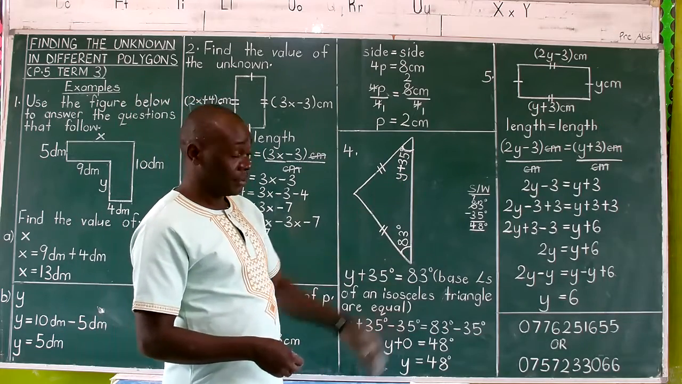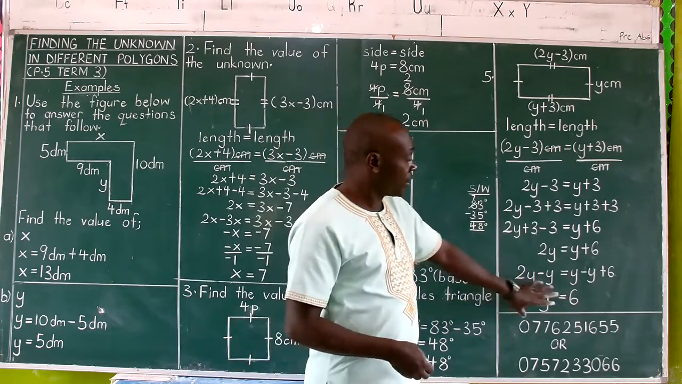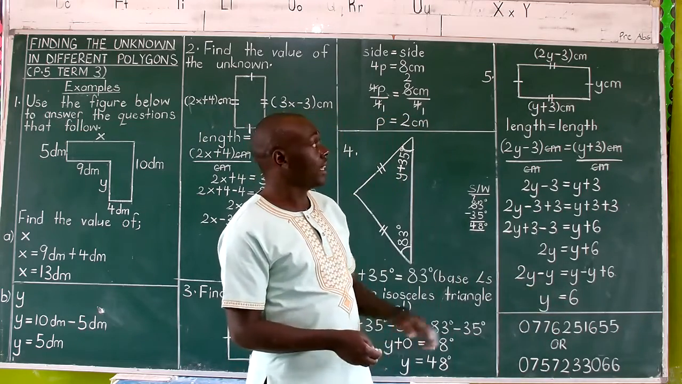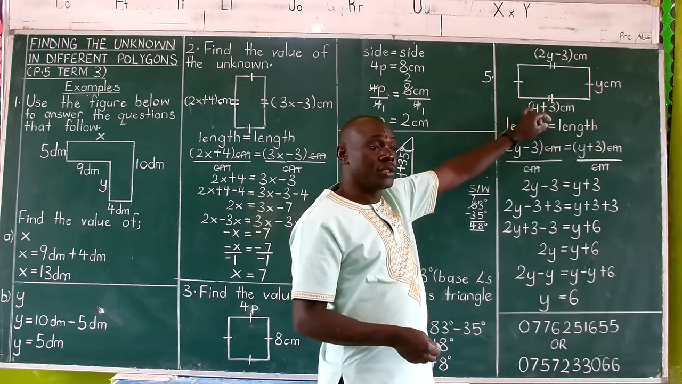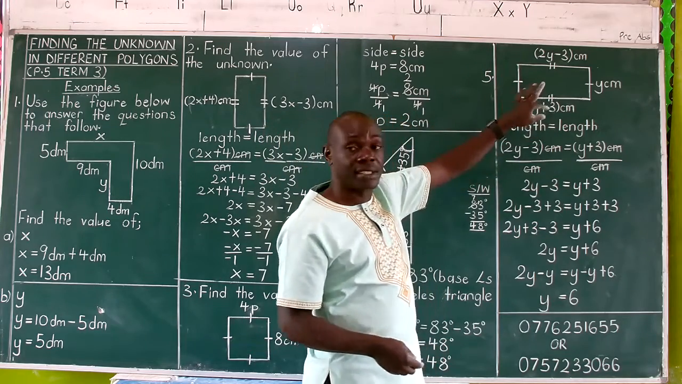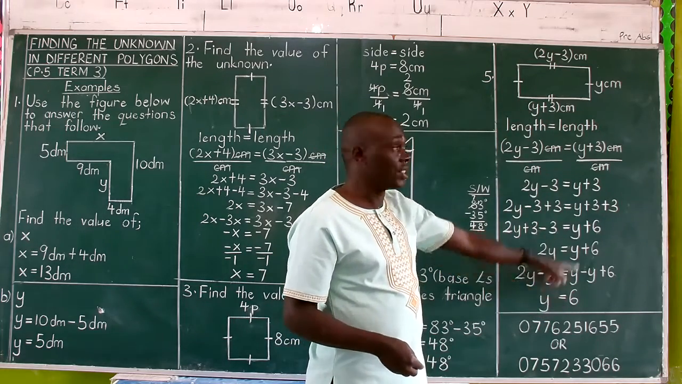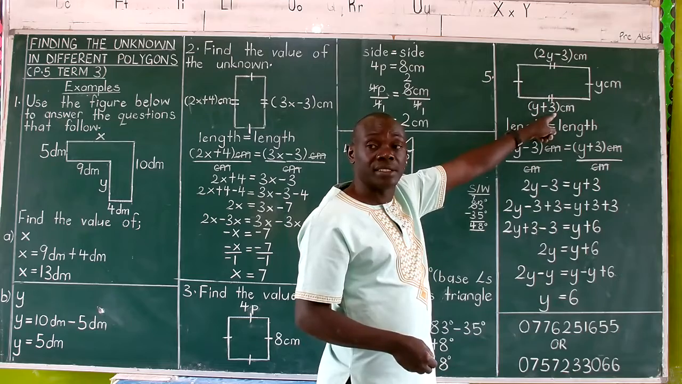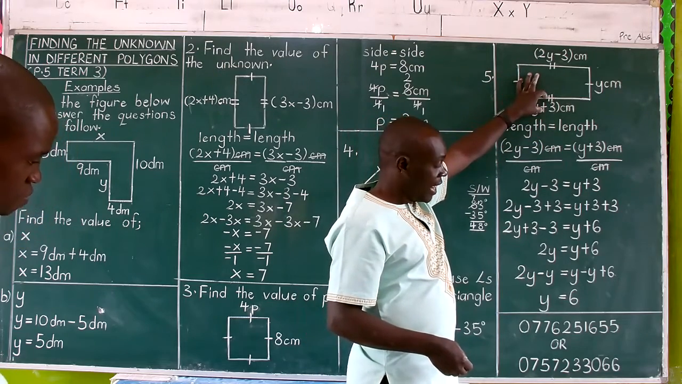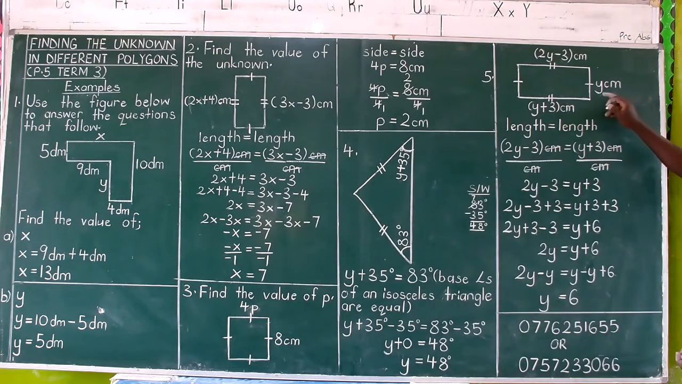They can go an extra mile into asking you for the actual length and width. These are not actuals. So long as they have got any letter of the alphabet, they are not actual. So you go actual length, simply substitute y with 6. So you say 6 plus 3 is the actual length. So the actual length is 9 centimeters. Then y centimeters, where y is 6, is the width. So the actual length is 9 centimeters and the actual width is 6 centimeters.